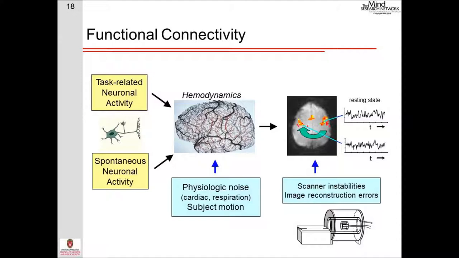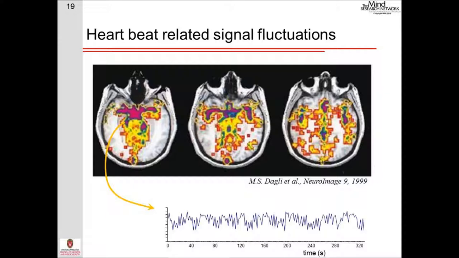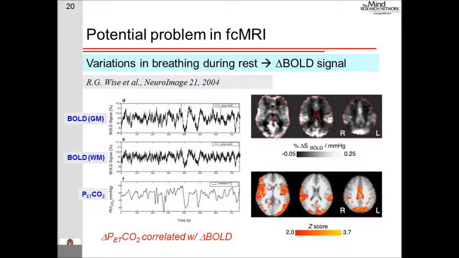So heartbeat, this is just where you're going to see most of the changes. People have known this for a long time, since the beginning of fMRI. The more problematic ones, in addition, are breathing-related changes. I didn't have a slide on that. And we've got ways to filter that out using retroactive techniques, for example. A more tricky part is this here.